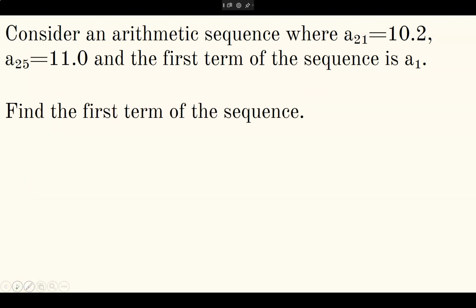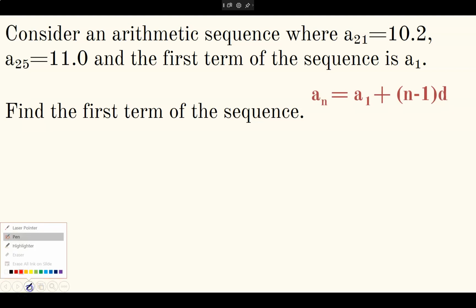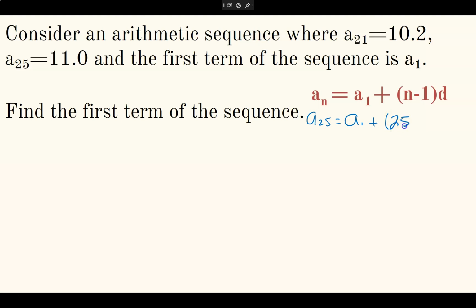Okay, so let's find the first term. Let's do it. We are going to use our explicit formula, a sub n. We actually have two choices: we could use a sub 21 or we could use a sub 25. Which one would you like to use? 25? Sounds great. So if I use a sub 25 equals my first term, I don't know my first term. What's my n value? We picked 25, yep, minus 1. And then what was my difference? The 0.2.